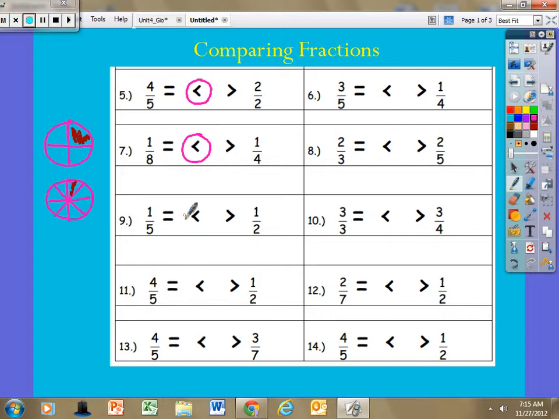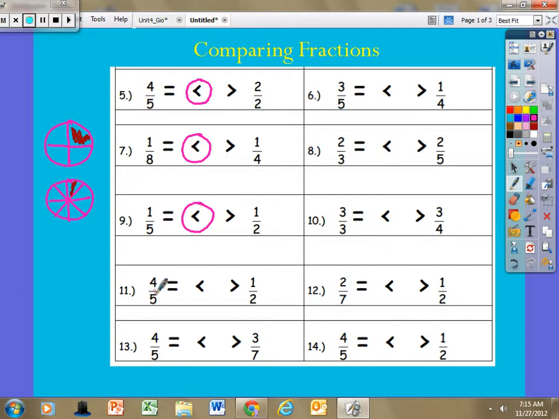We go here, 1/5 is equal to, less than, or greater than 1/2. Well, here's that 1/2, so that's like my nice benchmark. 1/5, well, 1 is not half of 5, it's actually less than a half. Half of 5 would be 2.5, or 2 5/10, so I know that 1/5 would be less than.